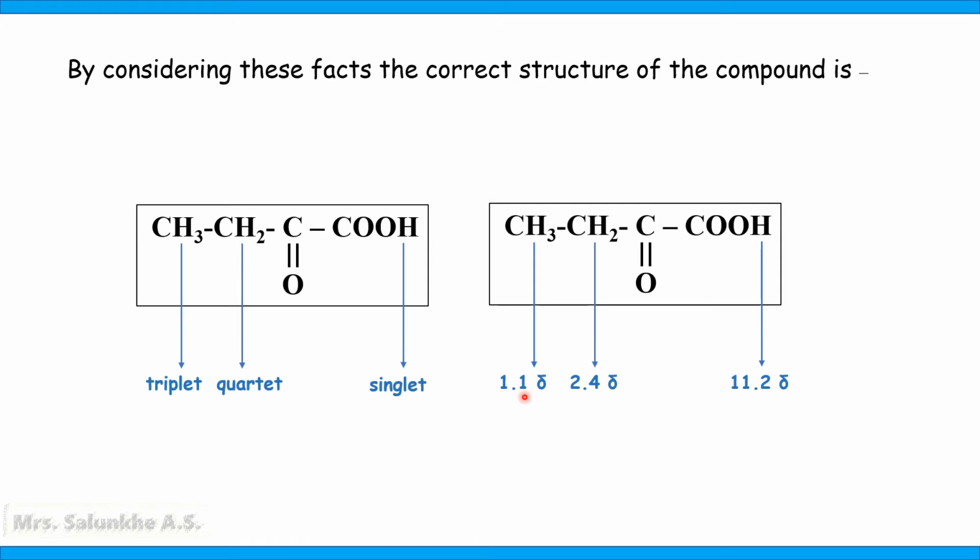This is the value for methyl group protons, 1.1 delta, 2.4 for methylene group protons, and for the COOH group the chemical shift value is 11.2 delta. And that value we have to remember: for the COOH group, chemical shift values are from 10 to 12 delta, and that is the correct structure for the organic compound.